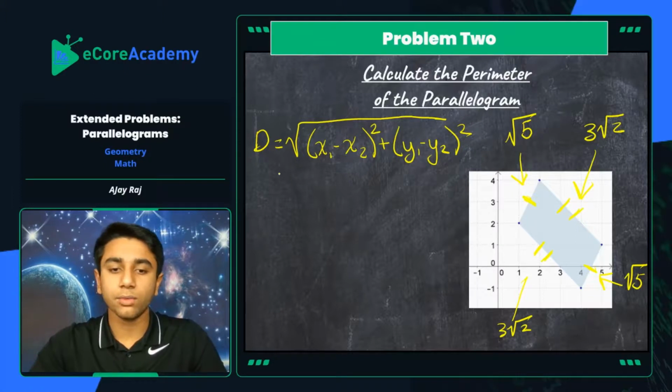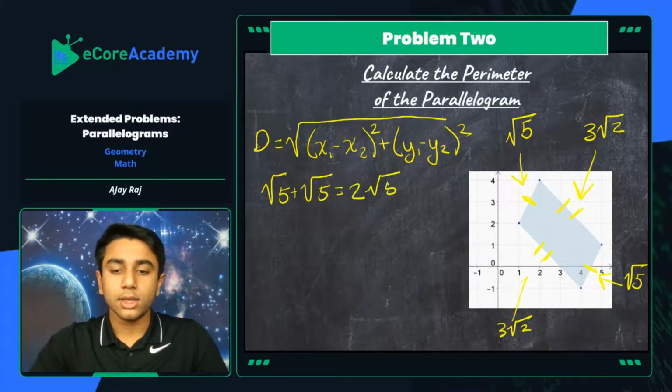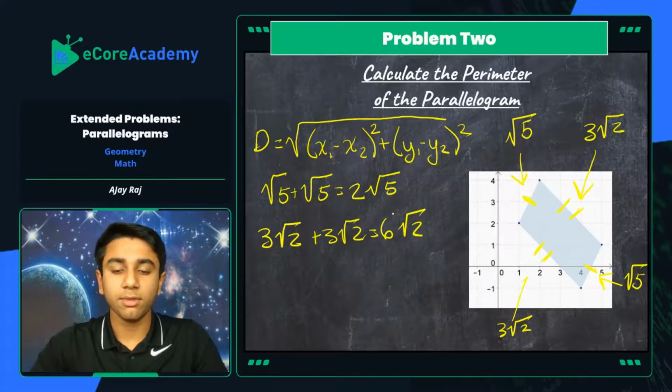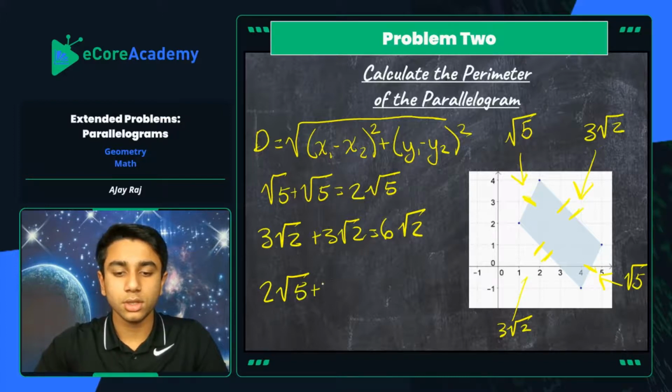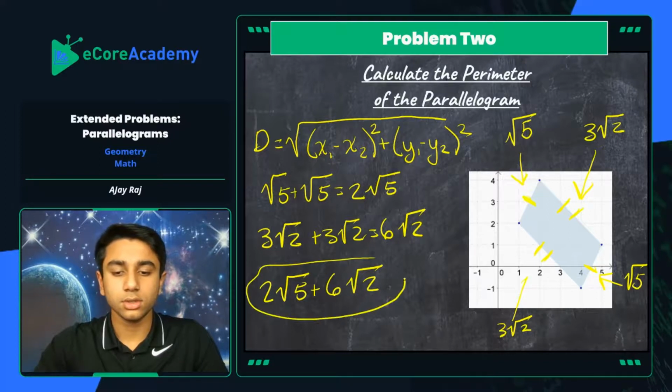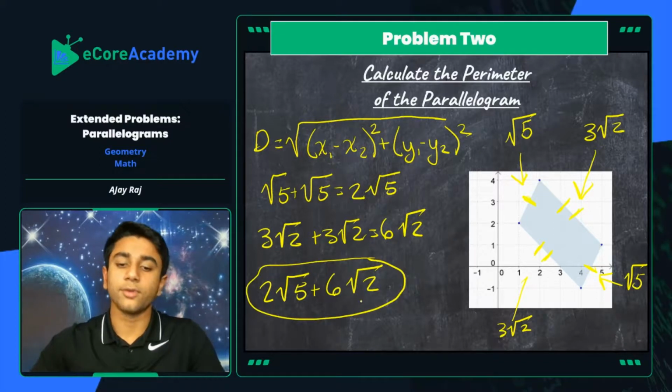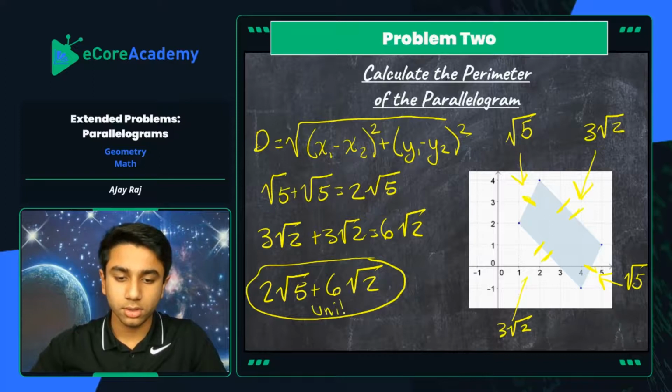So we're going to add our root 5 and root 5. So what is root 5 plus root 5? That's our 2 root 5, adding those like terms together. And then 3 root 2 plus 3 root 2, adding those like terms together, we get 6 root 2. And we cannot simplify this down any further, so our answer would be 2 root 5 plus 6 root 2. We're going to leave it as such. And of course, keep it in units. All right, let's move on.